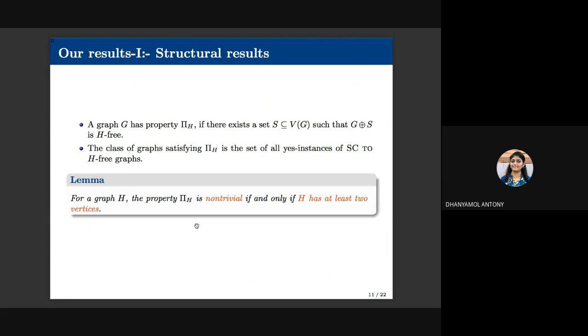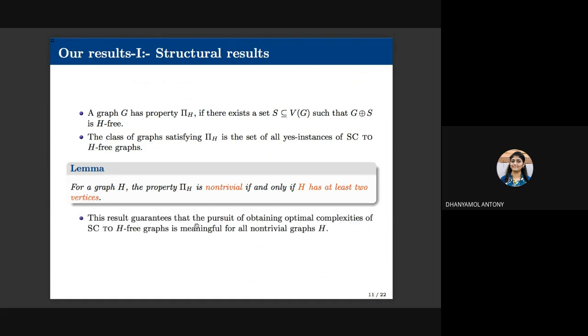For a graph H, the property pi H is non-trivial if and only if H has at least 2 vertices. A property is non-trivial if it is true for infinitely many graphs and false for infinitely many other graphs. We proved that property pi H is non-trivial. This result guarantees that the pursuit of obtaining optimal complexities of SC to H-free graphs is meaningful for all non-trivial graphs H.